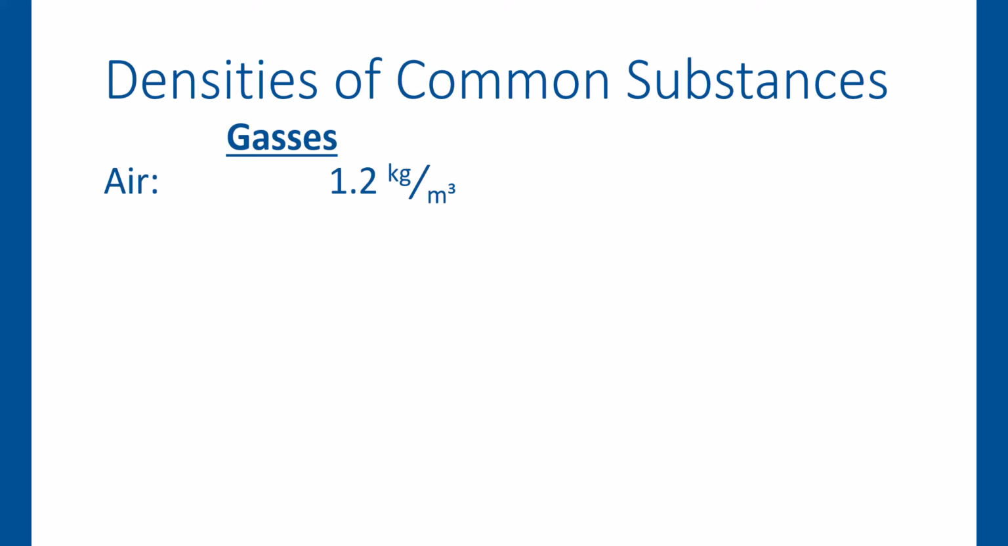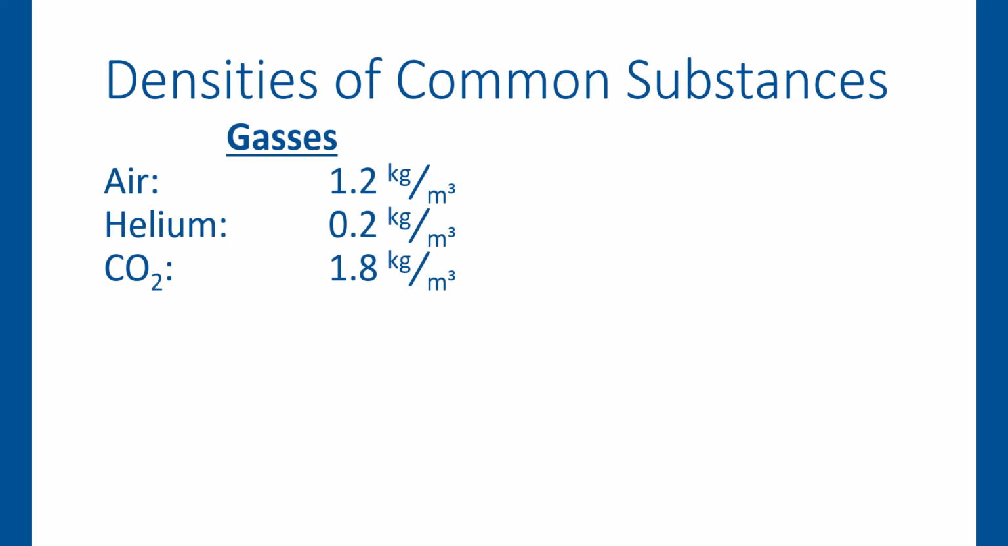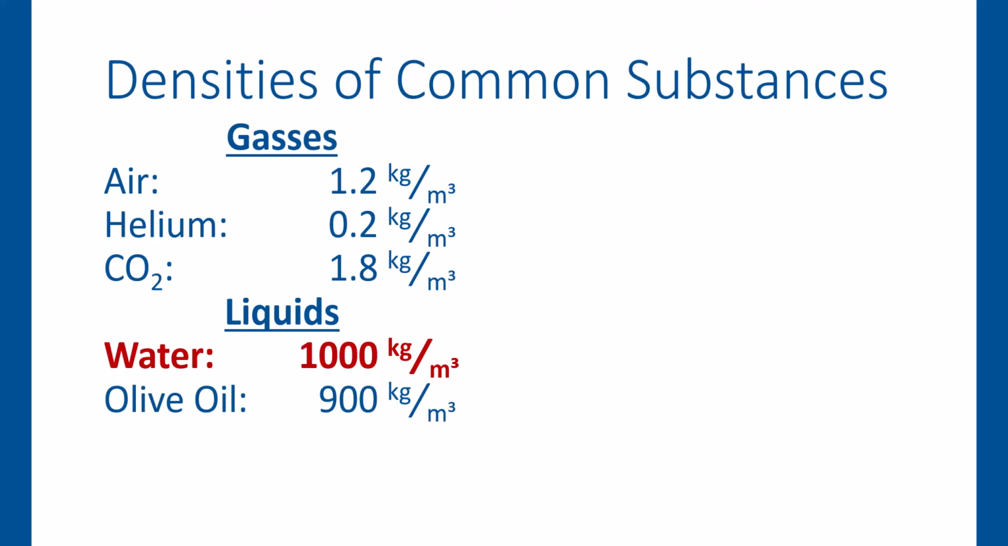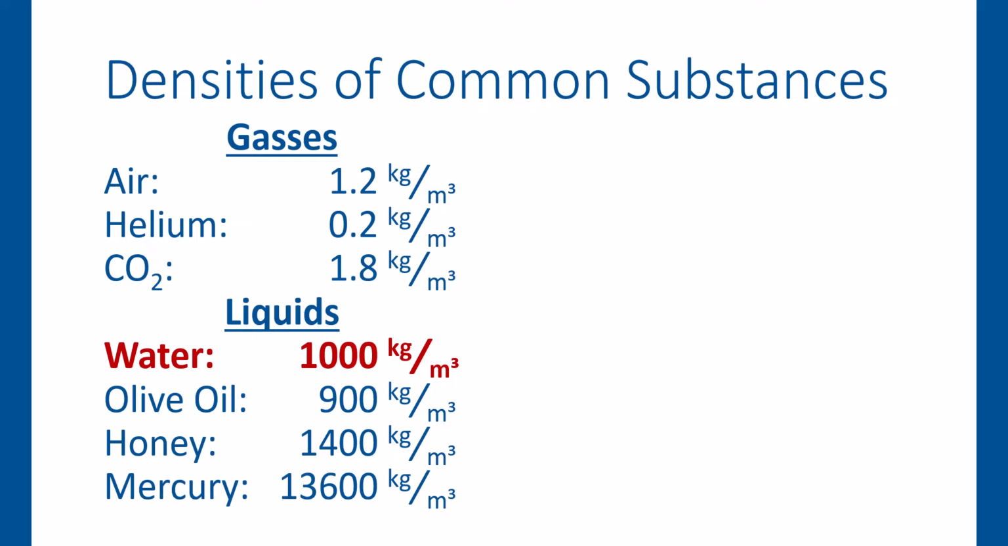Gases have low densities. Helium has a lower density than air, which is why helium balloons float in air. Liquids have higher densities than gases. Water is emphasized here and will be important later. Olive oil and honey have densities that are similar to water. Mercury is much denser than other liquids, and even denser than many solids.